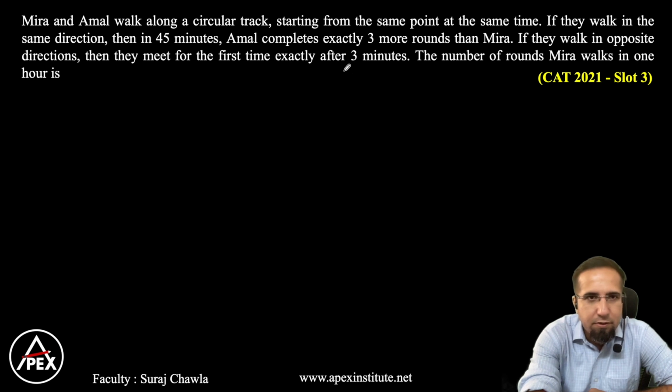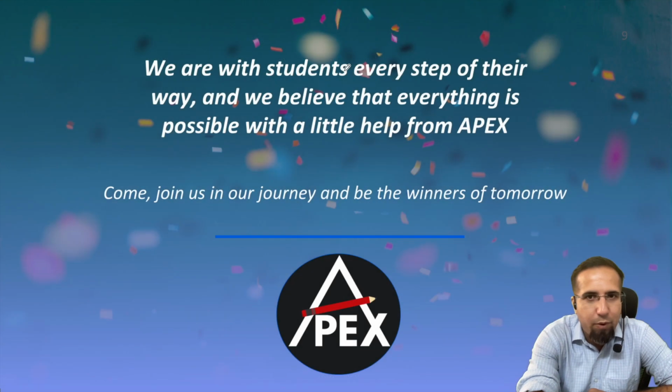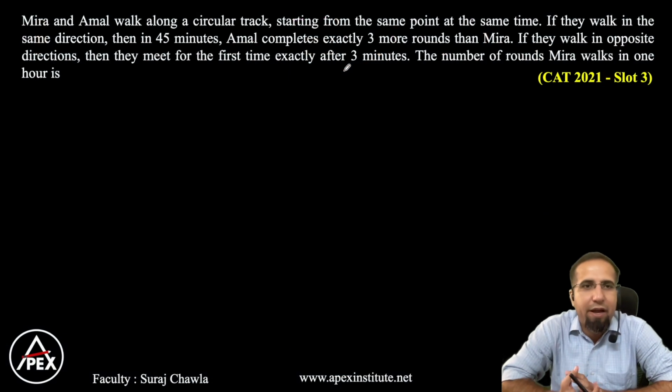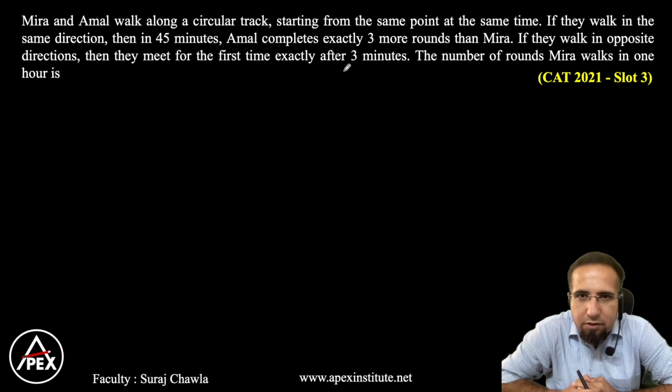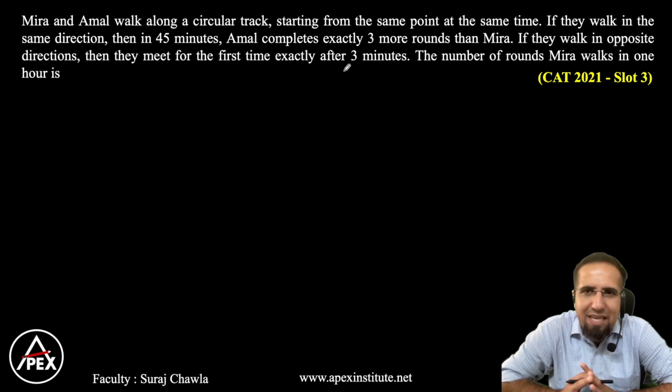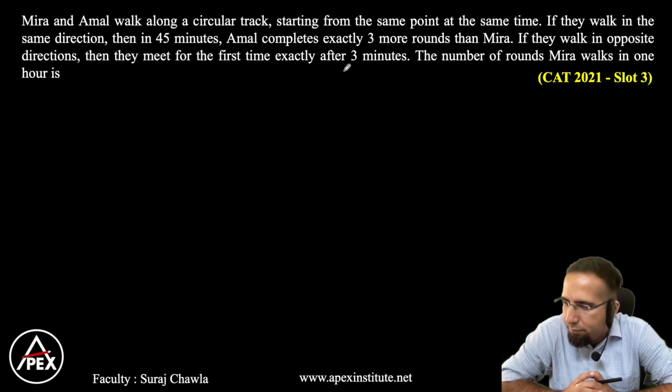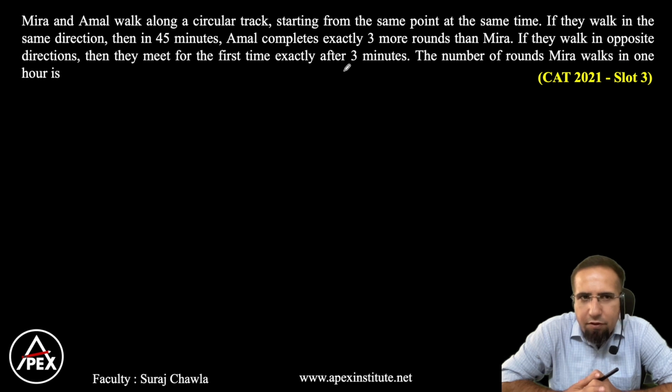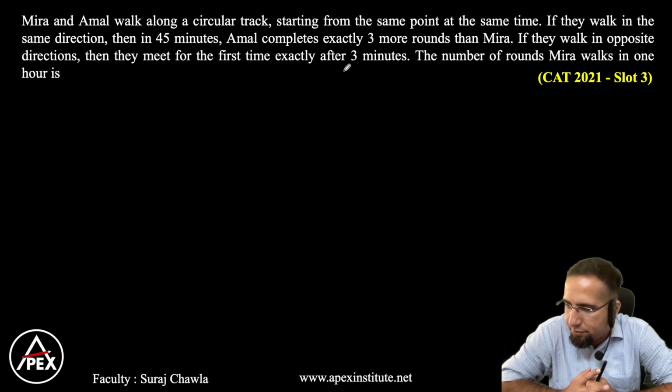Okay, guys. Let's look at one last question of this topic. Meera and Amal walk along a circular track starting from the same point at the same time. If they walk in the same direction, then in 45 minutes, Amal completes 3 rounds more than Meera. If they walk in opposite directions, they meet for the first time after exactly 3 minutes.